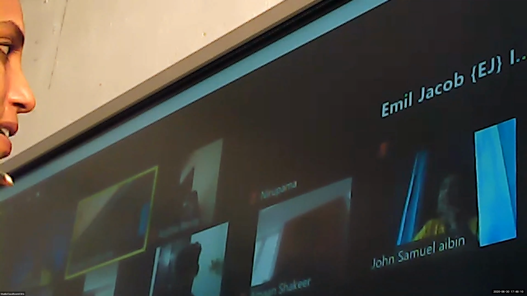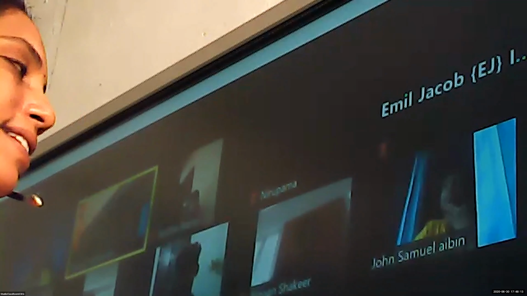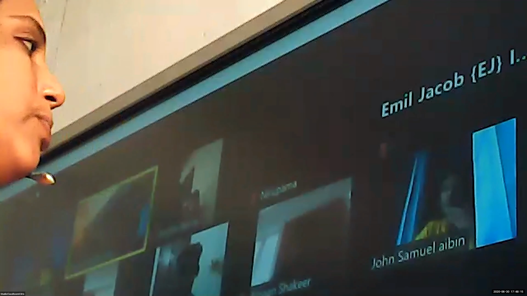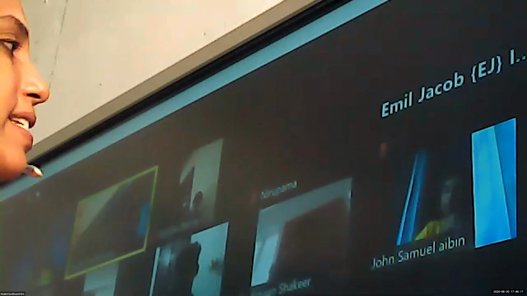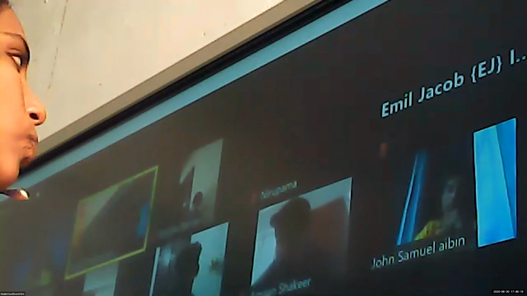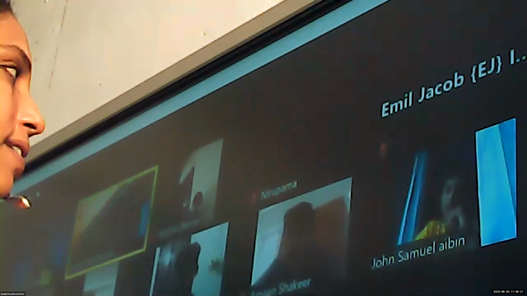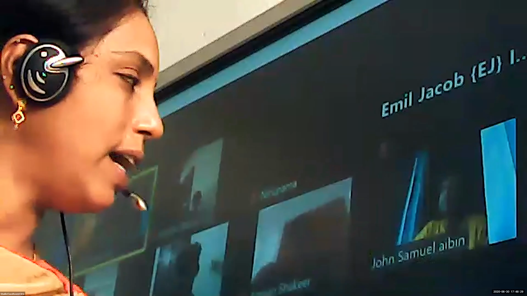Select two numbers such that when you divide, you will get root 100. I'll give a clue. John Samuel, select two numbers such that you get root 100.